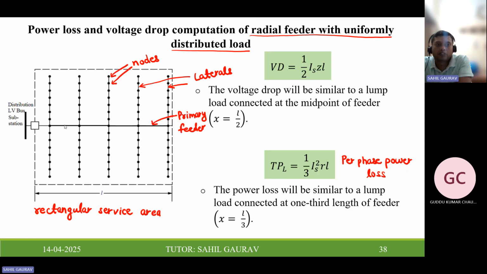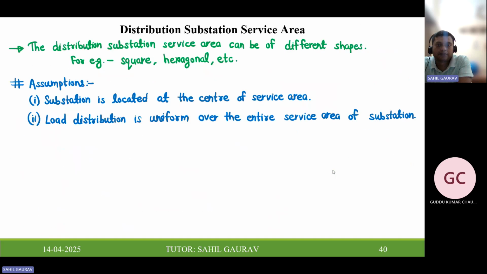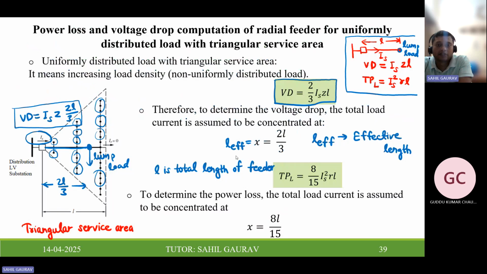Now the voltage drop and power loss for a radial feeder, the primary feeder, is given by half of I S Z L, and the total power loss is half of I S squared R L. So you can find the effective length. For the voltage drop, the effective length will be L upon 3, while for power loss, the load current is assumed to be concentrated at 8L upon 15.